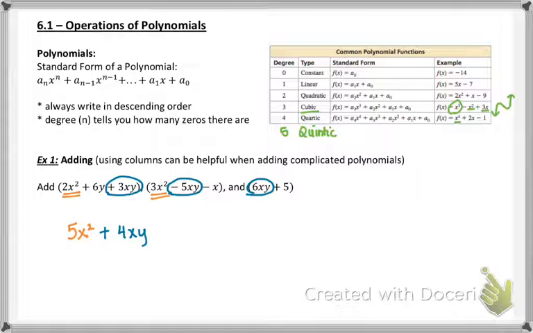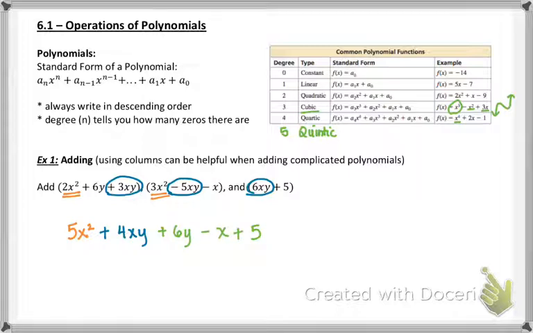And then we've got 6y that I can't combine with anything. There's no like terms. And then we've got the negative 1x. Again, I can't combine that with anything. And my constant with no variable, the 5, I can't combine with anything. So this is it. 5x squared plus 4xy plus 6y minus x plus 5 is my polynomial after I add it.